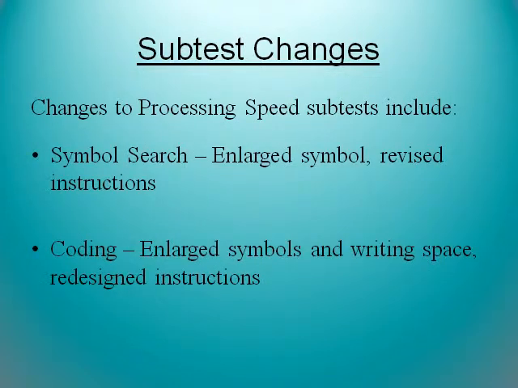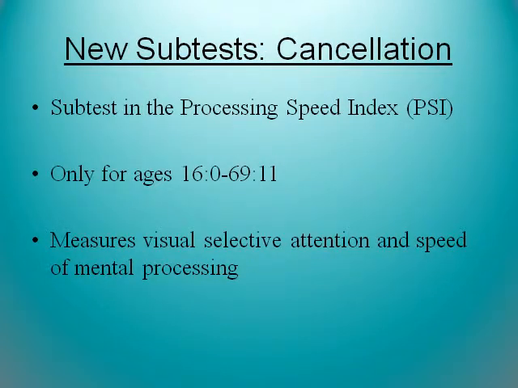Changes to processing speed include symbol search and coding. The symbol search has an enlarged symbol, revised instructions, and coding does the same thing. And the new subtest cancellation. This is a great subtest. I actually really like cancellation. Cancellation is often used by neuropsychologists. It is a part of the processing speed index, and when I say go, you need to draw a line through each red square and yellow triangle.